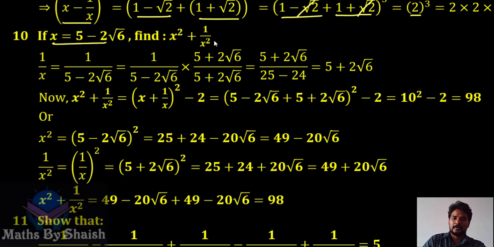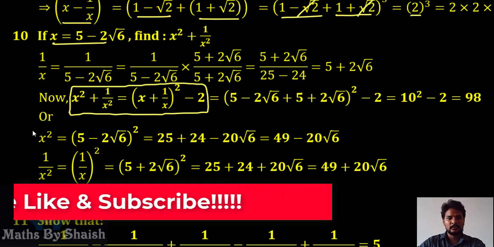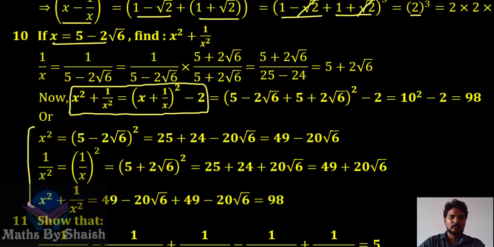Now for the 10th question, we can see x is given and we require x square plus 1 upon x square. So we are going to use this identity which we will discuss in the expansion chapter. But if we don't want to use it, we can do it directly also. I'll tell you by the other method where we are not going to use this identity, we are going to solve simply.